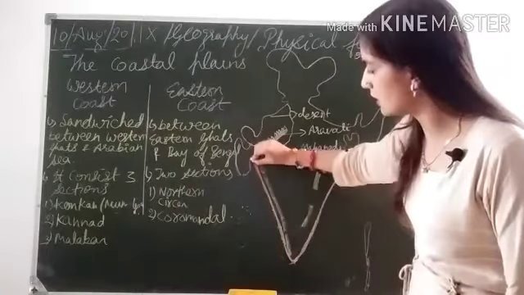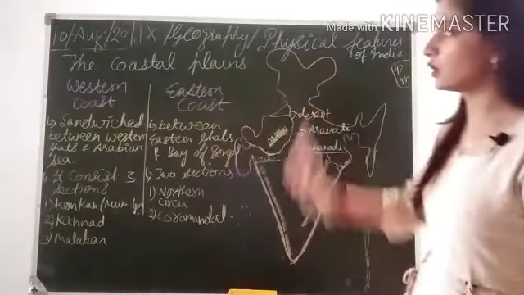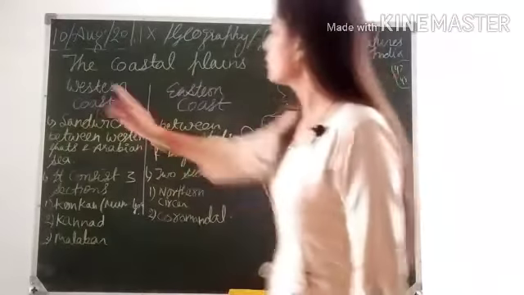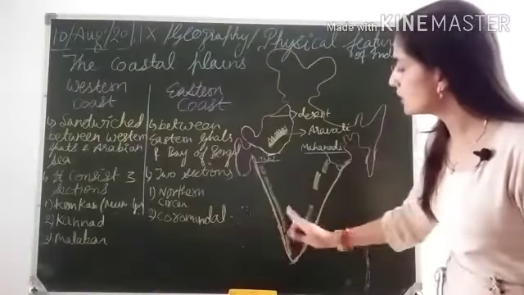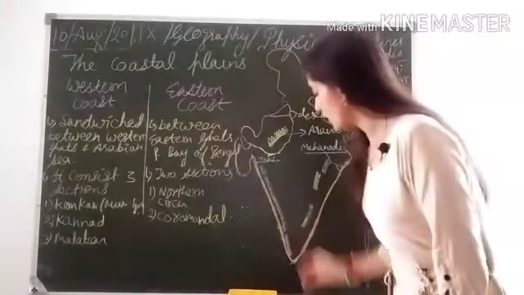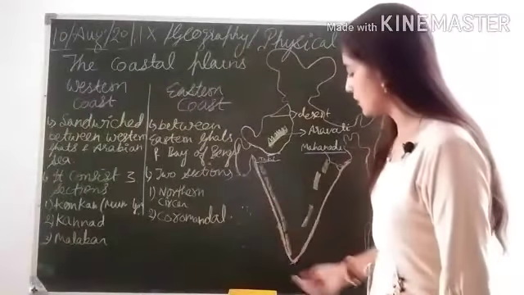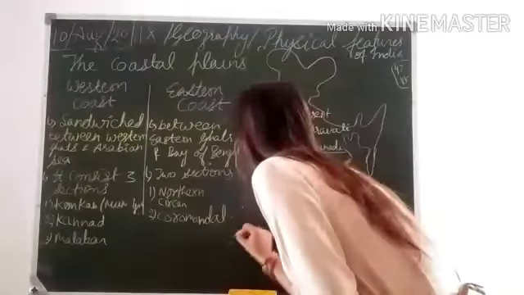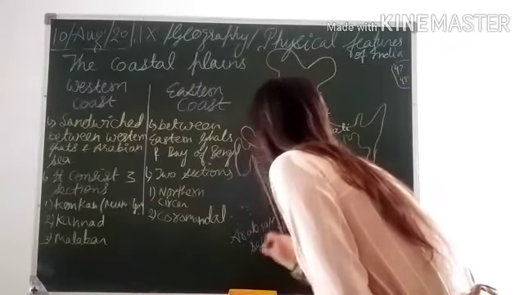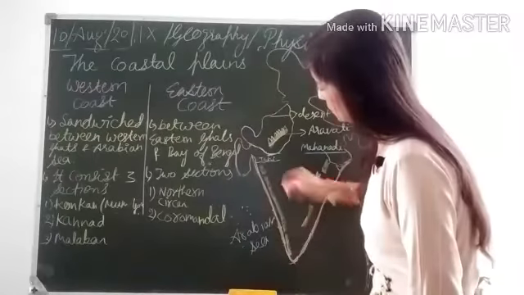this pink line is known as the coastal plain. Here it can be divided into two parts, the western coast and the eastern coast. The western coast is sandwiched between the Arabian Sea and the Western Ghats. We saw the Western Ghats in the last class, and here we have the Arabian Sea.